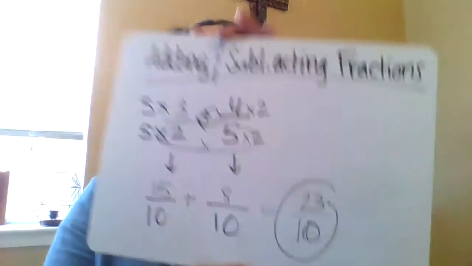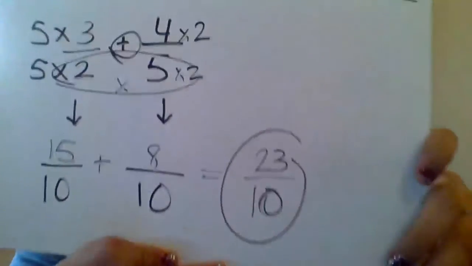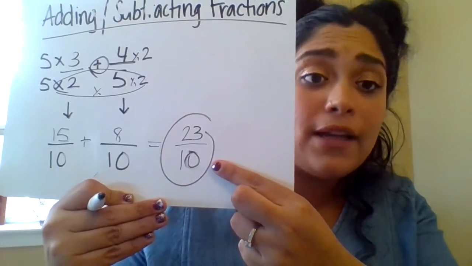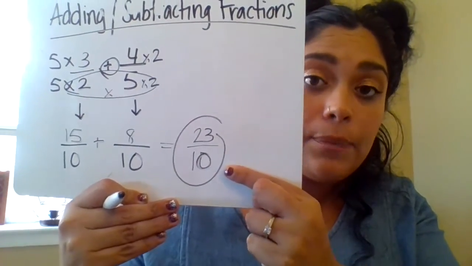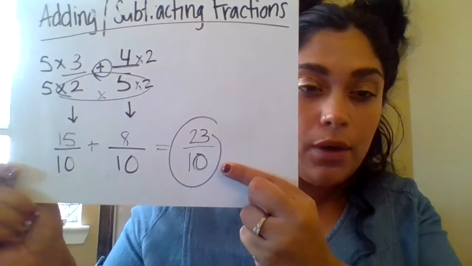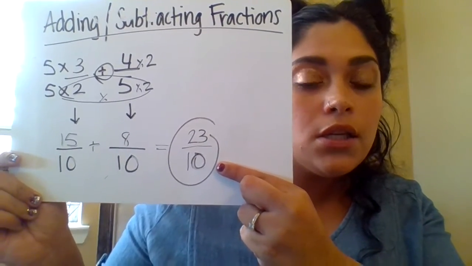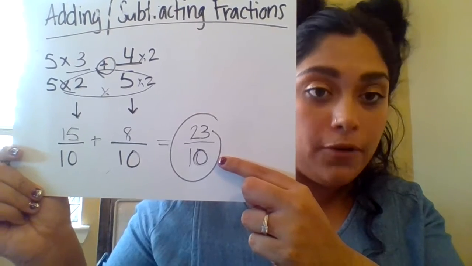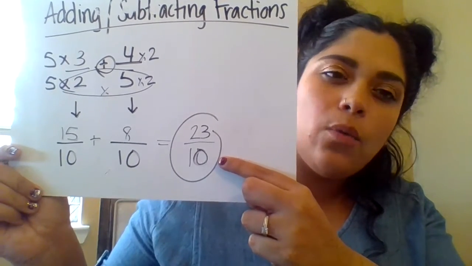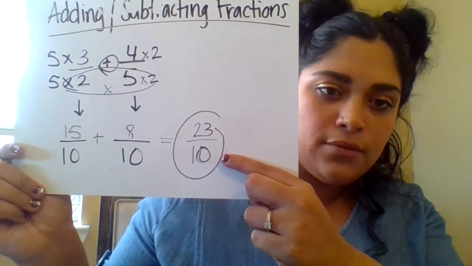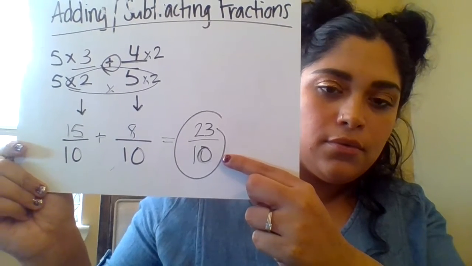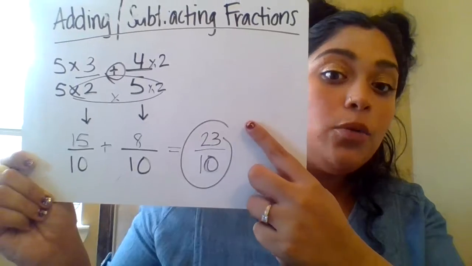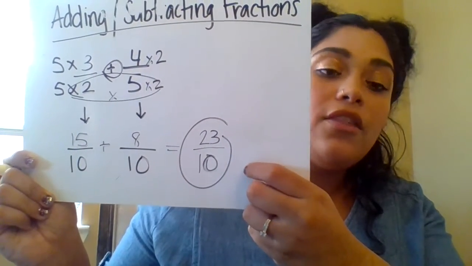So we have 23 tenths. Now, some of us may think that 23 tenths is not a correct answer, but it in fact is. There is a type of name for this fraction, and we should know it, but maybe we forgot. So it is actually called an improper fraction. And I want you to think, what makes it an improper fraction? What makes it an improper fraction is that the numerator is bigger than the denominator.